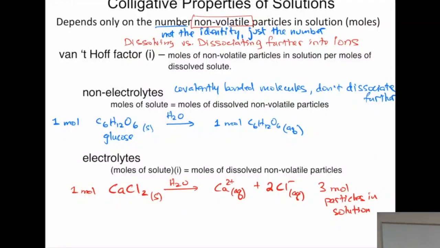And since it's the particles in solution, that's what dictates the colligative property. That's what's going to dictate how much the temperature is going to rise if it's boiling point elevation, or how much the temperature is going to lower if we're measuring the freezing point depression, or how much the vapor pressure is going to change, or how much the osmotic pressure is going to change. We need to know how many moles of particles there are in solution, independent of what those particles are.